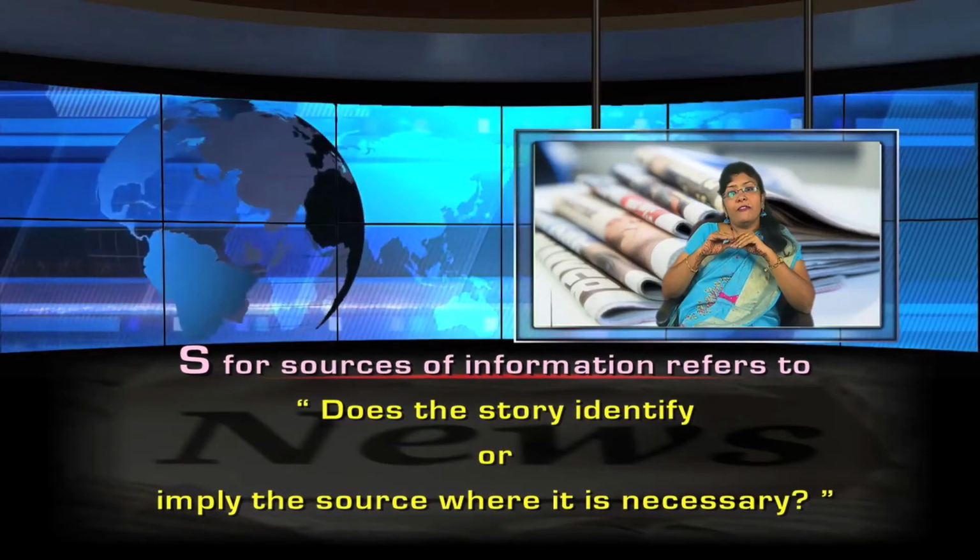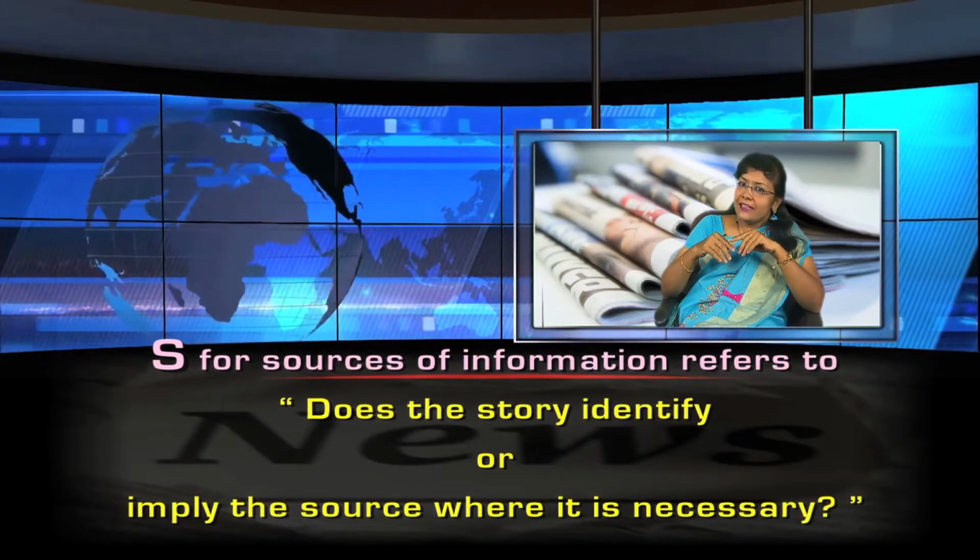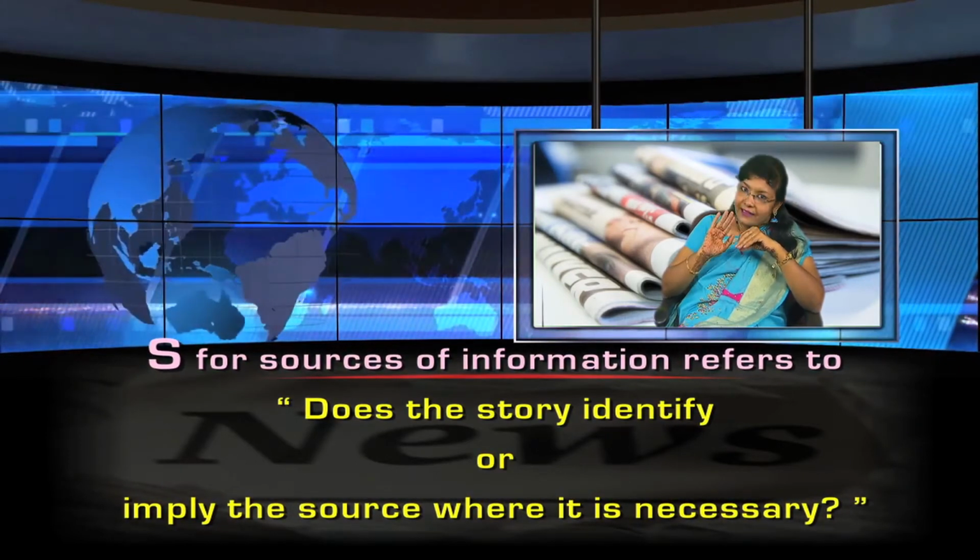The 5 W's, who, what, when, where, why, and how, are called the 5 W's and 1 H. This W asks whether their answers exist in the story or not. S, for sources of information, refers to whether the story identifies or implies the sources where necessary. A news story may not have answers to all of them, but all these questions should be asked to identify the basic elements of a news story.